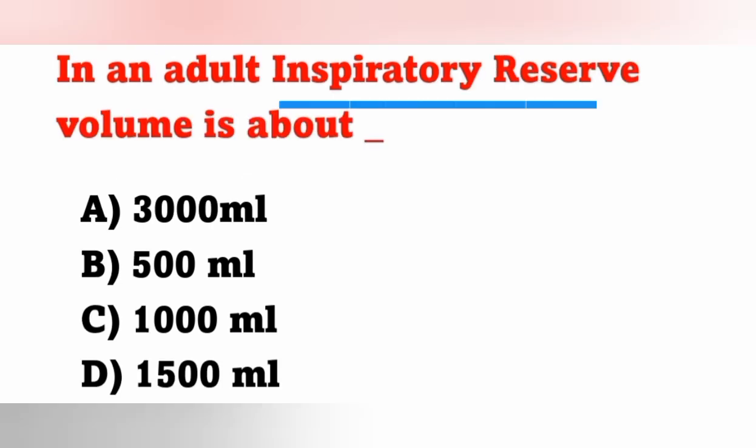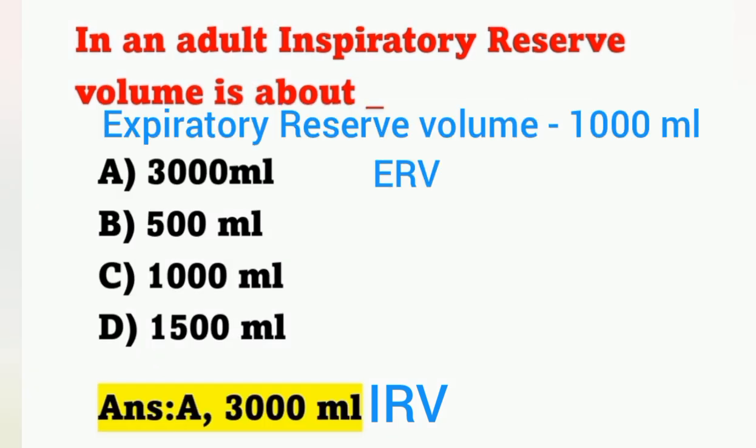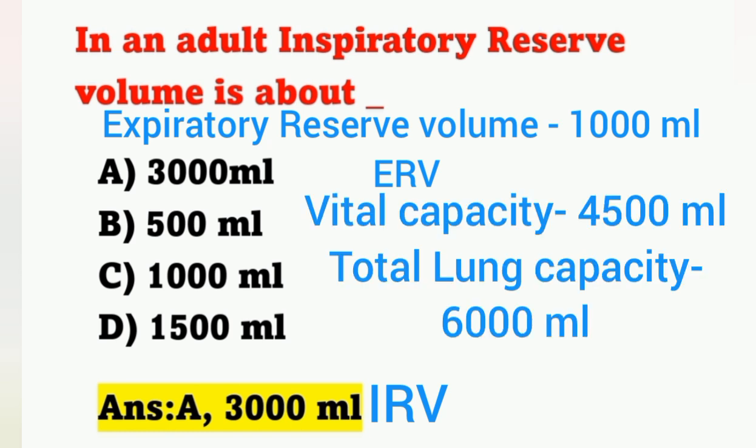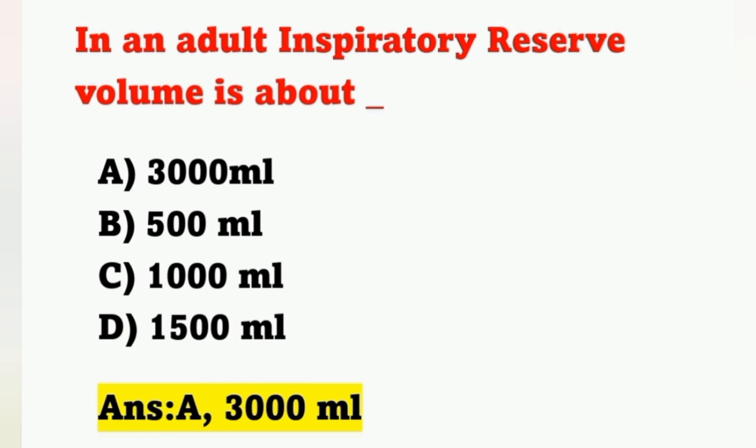The next question: in an adult, inspiratory reserve volume is about? Option A, 3000 ml. Option B, 500 ml. Option C, 1000 ml. Option D, 1500 ml. Normal inspiratory reserve volume is about 3000 ml. Option A is the correct answer. Normal expiratory reserve volume, ERV, is 1000 ml. Vital capacity is 4500 ml. Total lung capacity is 6000 ml. This is an important point: vital capacity 4500 ml, total lung capacity 6000 ml.